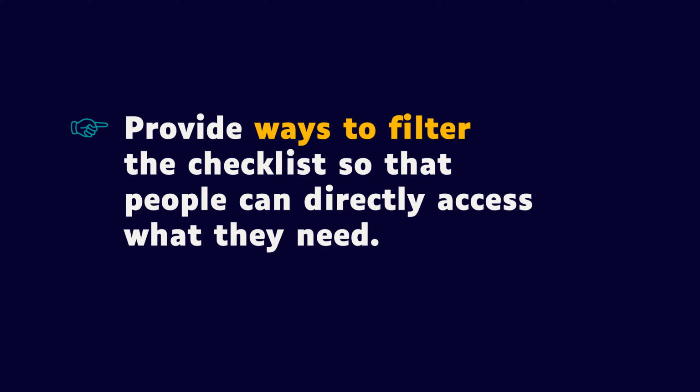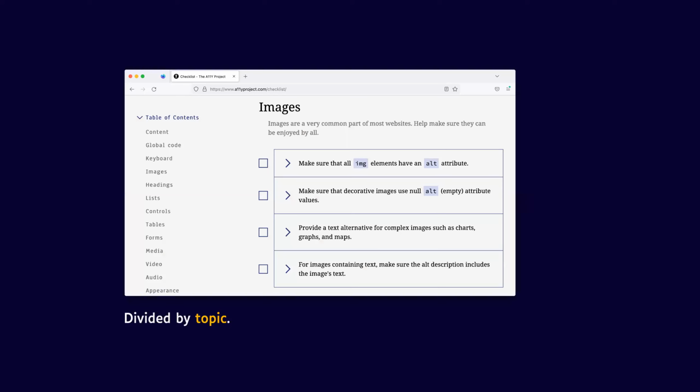This might seem obvious, but what is less obvious is how do we do this? Usually checklists tend to divide their requirements by topic. The example I can bring here is the one from the A11Y project, where they have this nice table of contents where you can find items like keyboard, images, heading, and for each of those sections, you would have all the requirements that are listed.